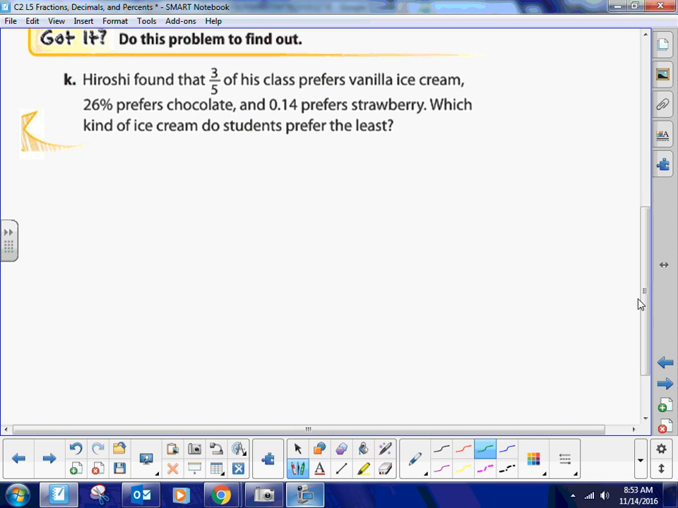Okay, so we can easily turn this 26% into a decimal, right? This is 0.26. Very simple. So now we have 2 decimals. The only thing we got to figure out is what 3/5 is. Now, if you've been paying attention in the books, it has been telling you some common fractions as decimals. And 3/5 is one of those common ones. 3/5 is actually 0.6. You can easily see that it becomes 0.6, right?